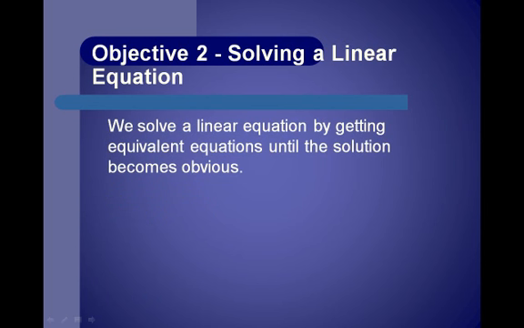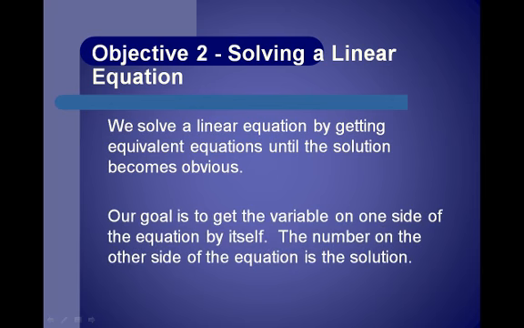Objective 2 is solving a linear equation. We solve a linear equation by getting equivalent equations until the solution becomes obvious. Our goal is to get the variable on one side of the equation by itself. The number on the other side of the equation is the solution. Remember earlier we went 2x plus 3 equals 5. We ended up with x equals 1. This is our goal. We want to get x equals a number, and that number is the solution.